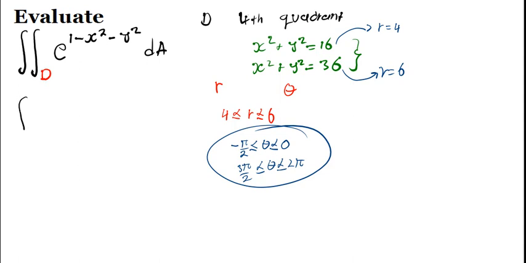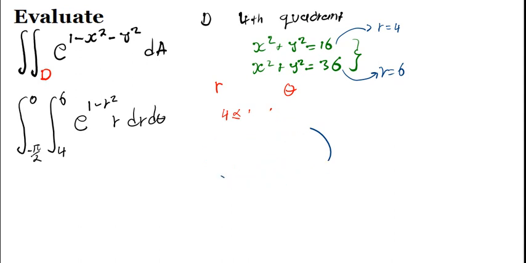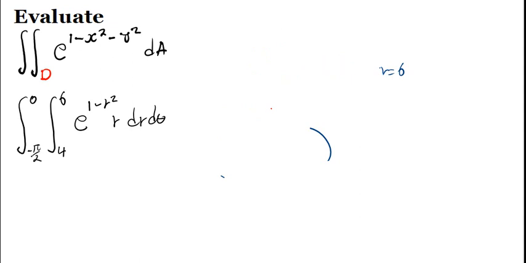Okay, so let's go ahead and evaluate our integral, since we now have our limits of integration. For theta, let me use minus pi over 2 to 0. Then for r, we have 4 to 6. Our integrand there is e to the power 1 minus r squared. Then we're going to have r dr d theta. You can choose to use 3 pi over 2 to 2 pi. You can try that one out and see if you get the same thing.